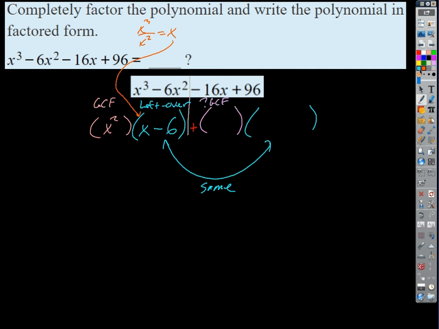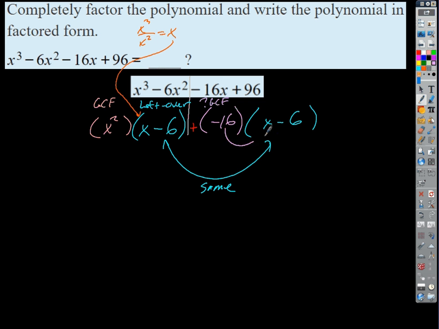Okay, the leftover has to be x minus 6. So now watch carefully how we would add values for the greatest common factor. Probably the easiest way to do this would just be to say, well, what would it need to be so that I get back negative 16x? What times x is negative 16x? Negative 16. Okay, so let's just check to verify that that works when I distribute it.